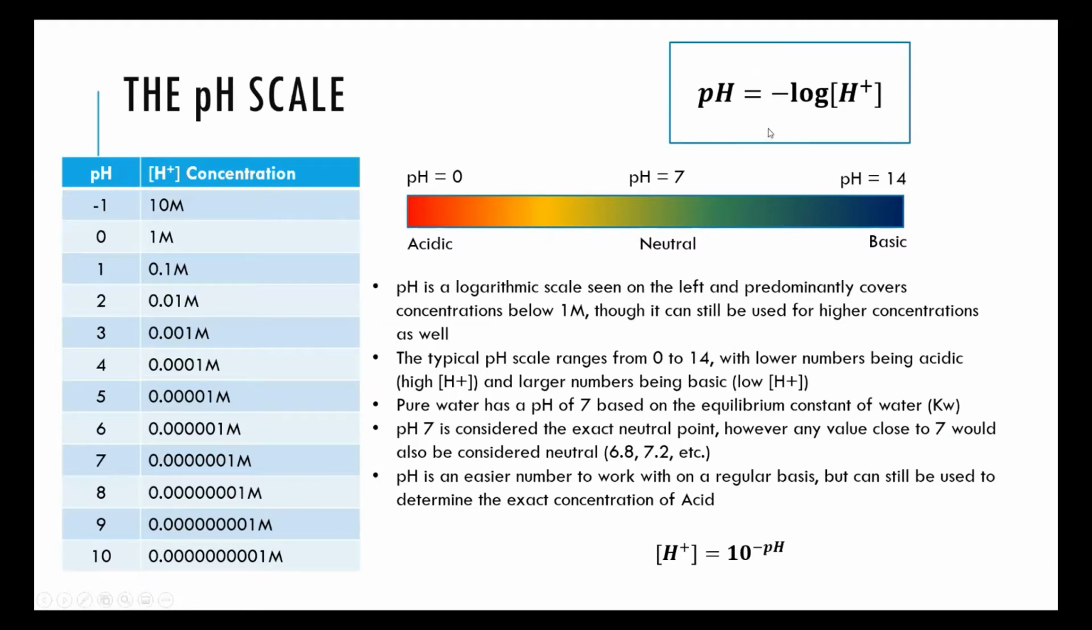The pH is equal to the negative log of the concentration of H+. So that means the lower the pH reading, the higher the concentration of H+. And the higher the pH reading, the lower concentration of H+. This is a logarithmic scale. It's also log base 10. So to convert from pH back into the concentration of H+, it would be 10 raised to the power of negative pH.